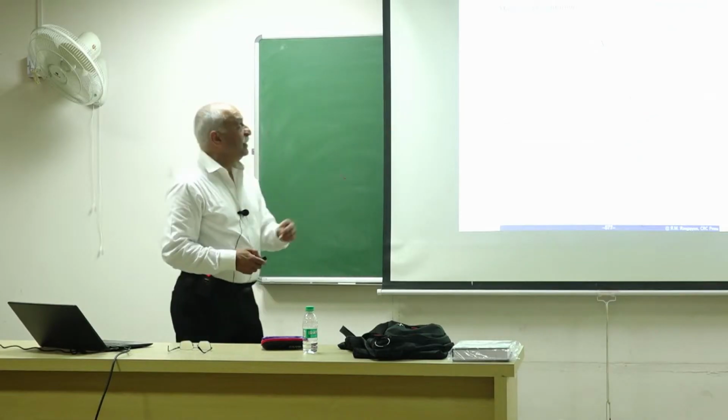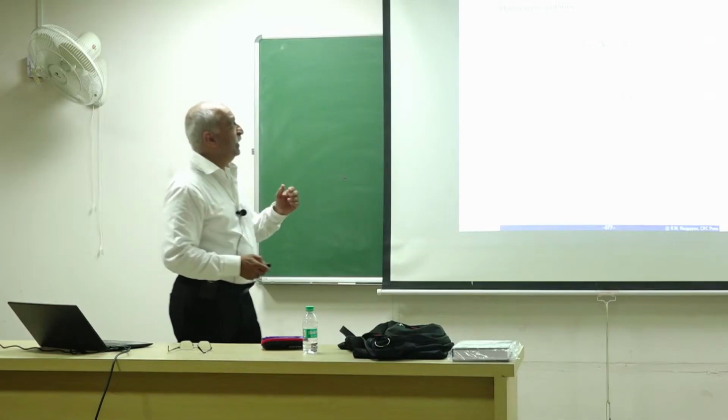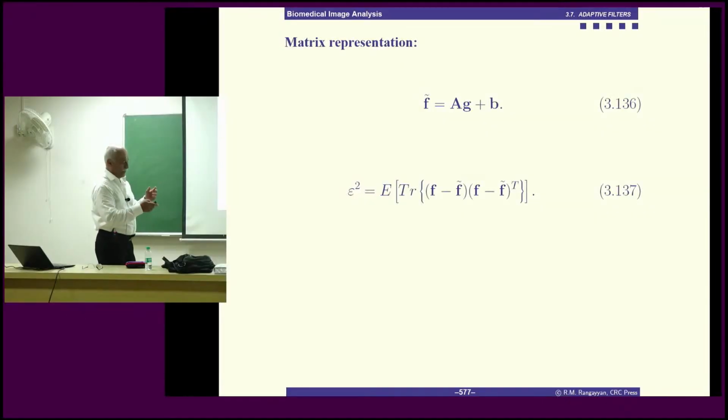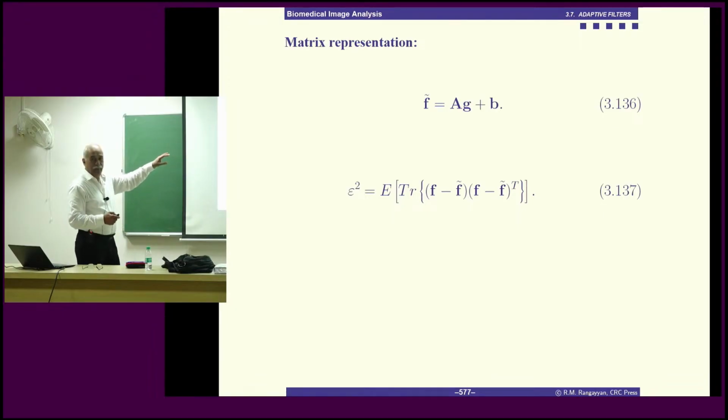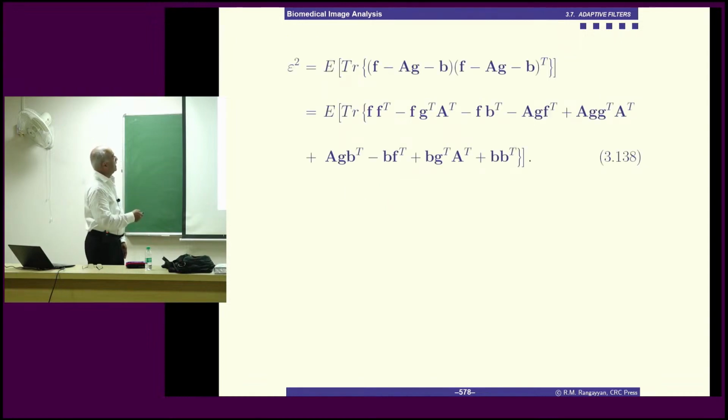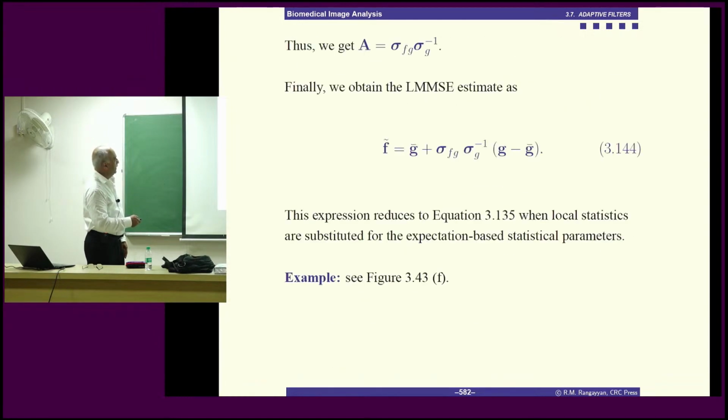There is a matrix derivation. My colleague Mihaichuk in Bucharest, he was with me for some time. He gave me this. So you can go through that same formulation using matrix representation. F is AG plus B, and go through all of this, and finally you get the same thing like this.